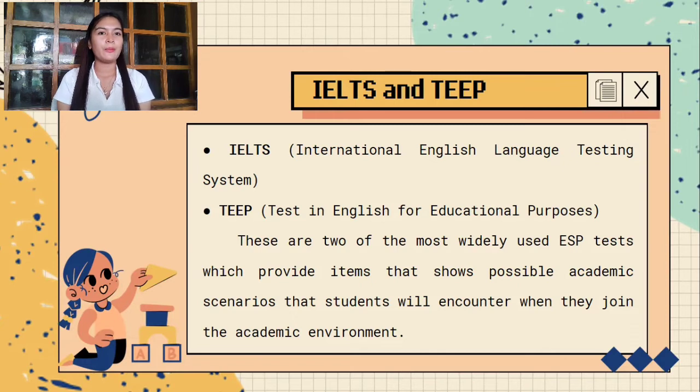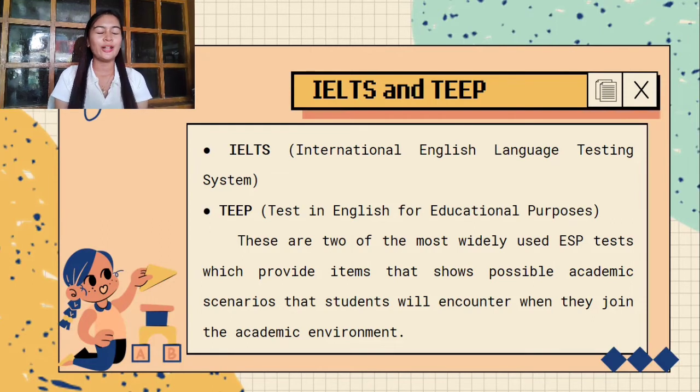This exam will measure the person's abilities to listen, read, write, and communicate in English, while TEEP is a test of proficiency in English for academic purposes or EAP, which is intended to be taken by students whose first language is not English and who are planning to study at a UK university.